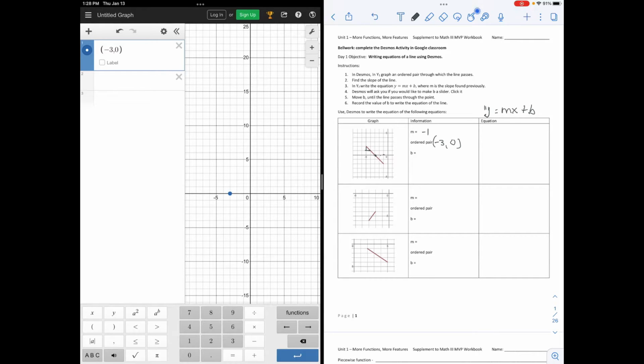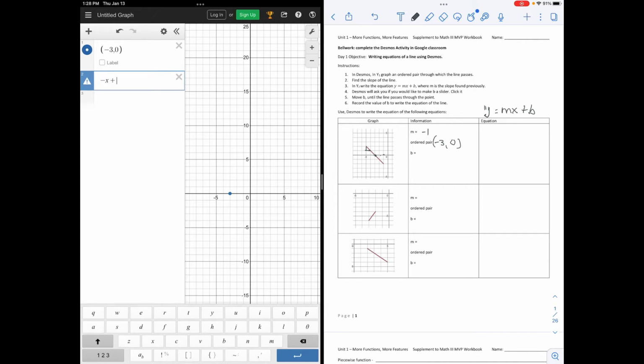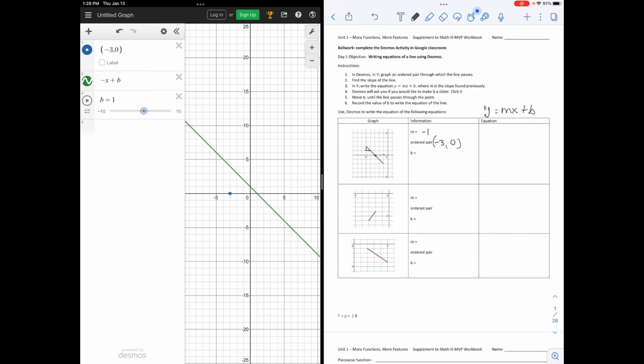Then I'm going to come down into the next one and write an equation of the line: -x, and I'm trying to find b, so I'm going to say plus b. I have to go to ABC to get b. Now it wants me to add a slider, so I'm going to add a slider just by clicking on it. What this slider will allow me to do is determine the value of b.